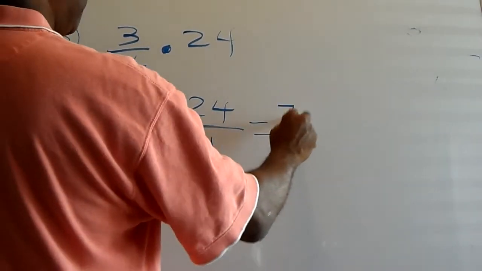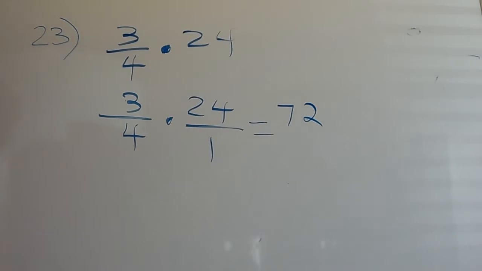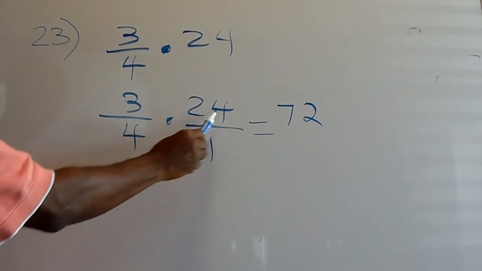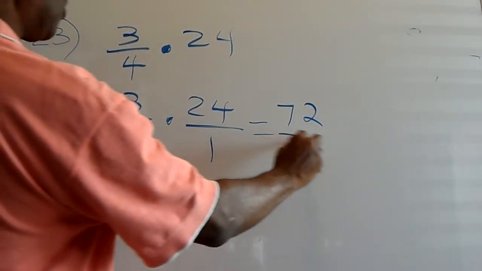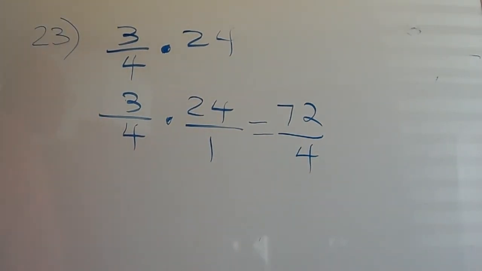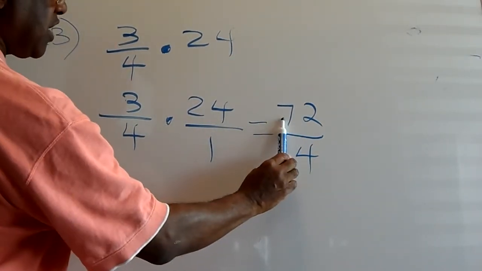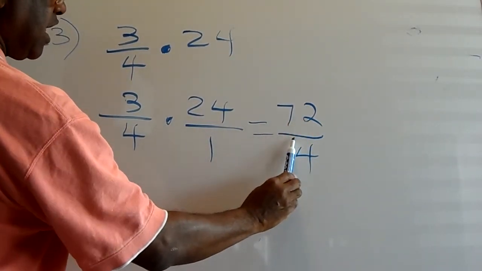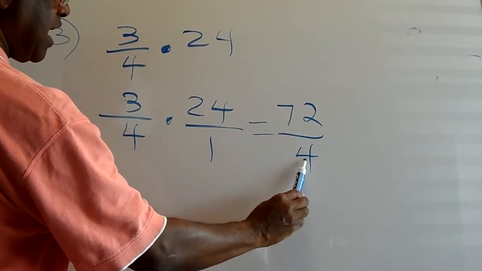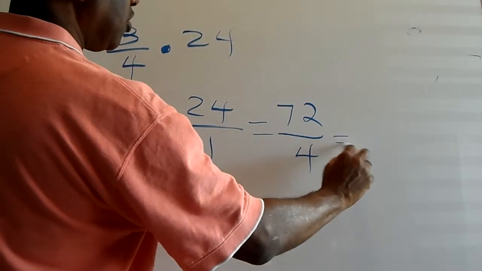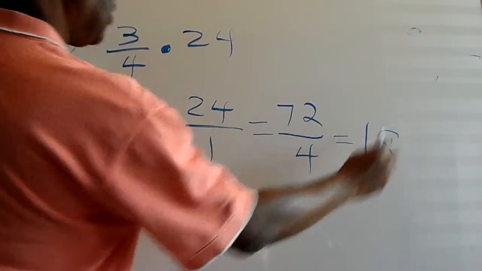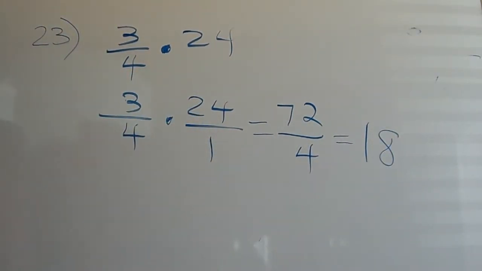3 times 24 is 72. 4 times 1 is 4. In your calculators, you can put it in just as you see it. 72, punch that, and hit the dividing button, and hit 4. And you'll come up with 18. Oh, it's pretty good.